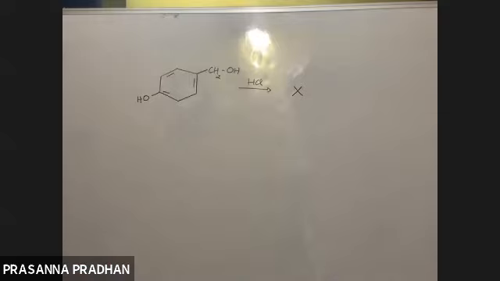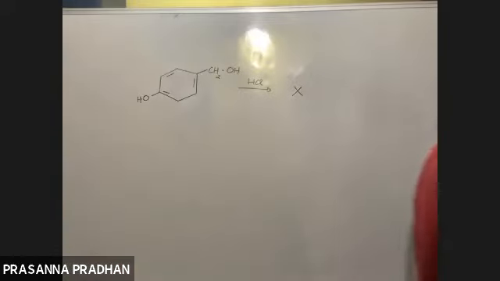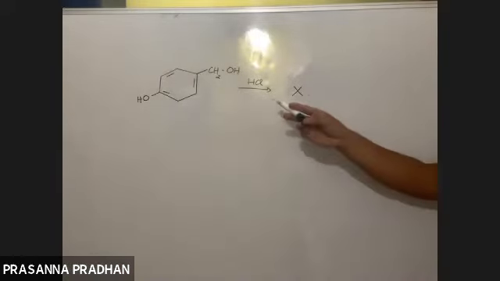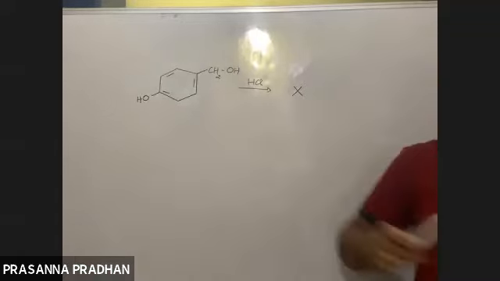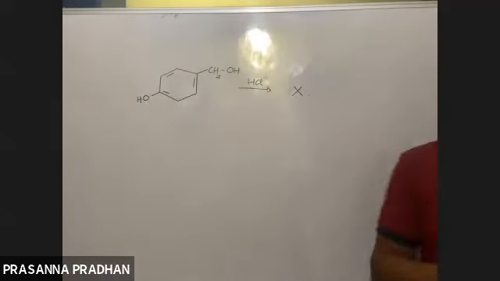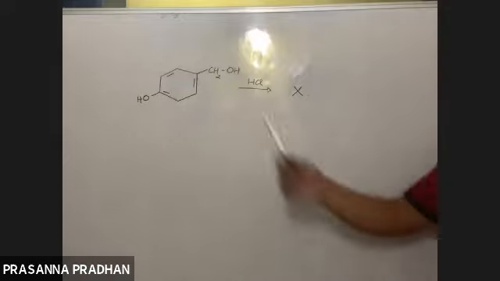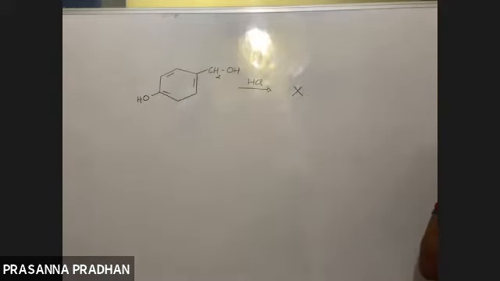So now we know, what should be the product? The OH must be substituted by Cl. But the question which arises here is, there are two OH groups. So the probability is either both the OH groups will get substituted, or out of these two, one of the OH groups will get substituted. So which one of these two OH groups will get substituted by chlorine, that is the question now.